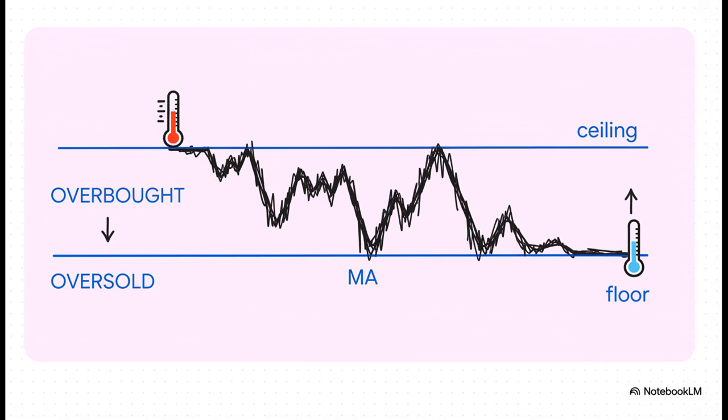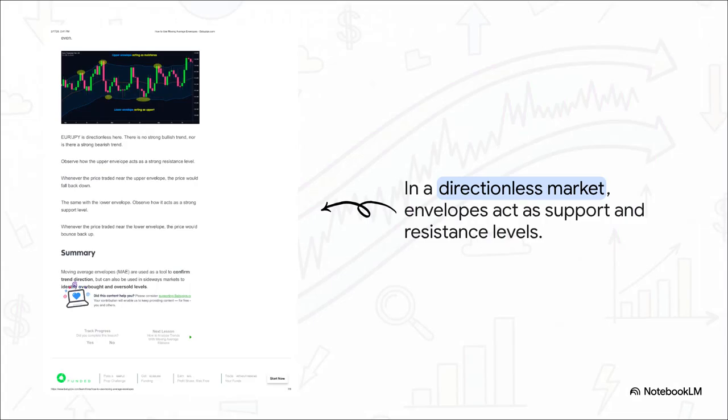So in these flat markets, the envelopes basically become boundaries. When the price pushes up and hits that upper envelope, you can start thinking it's potentially overbought and might be due to reverse. And when it drops down to the lower envelope, it could be oversold and ready to bounce. This chart is a perfect example. The market is pretty much directionless, right? And the price is bouncing between the upper and lower envelopes like a pinball. The envelopes are clearly defining that trading range for you.